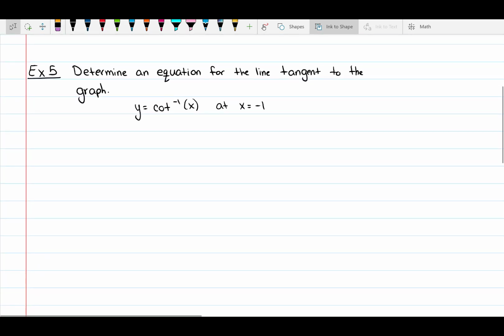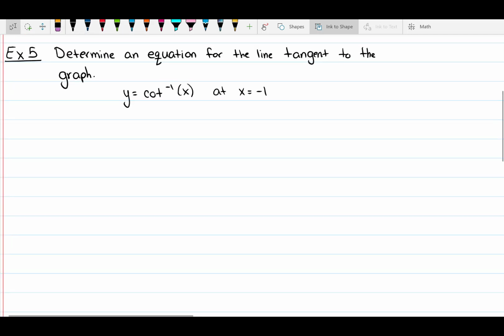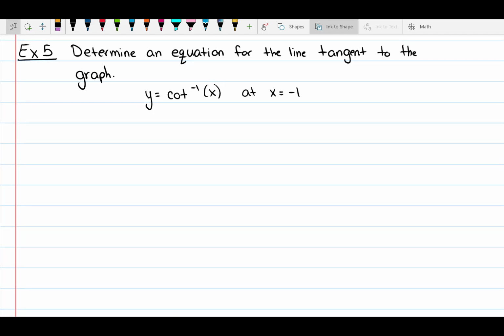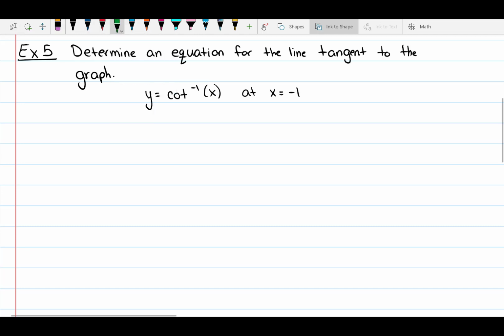Example 5 says to determine an equation for the line tangent to the graph y equals cotangent inverse x at x equals -1. So what we want to do is find the equation of a tangent line. Well, we all know how to do that. We take the derivative, find the slope, and then find the equation of a line. I'm going to break it down into 3 steps that we're going to follow.